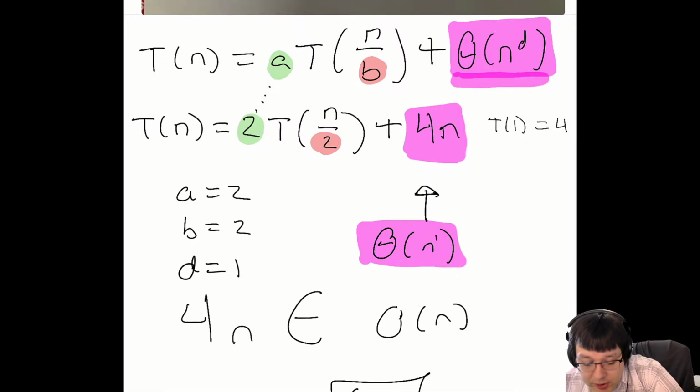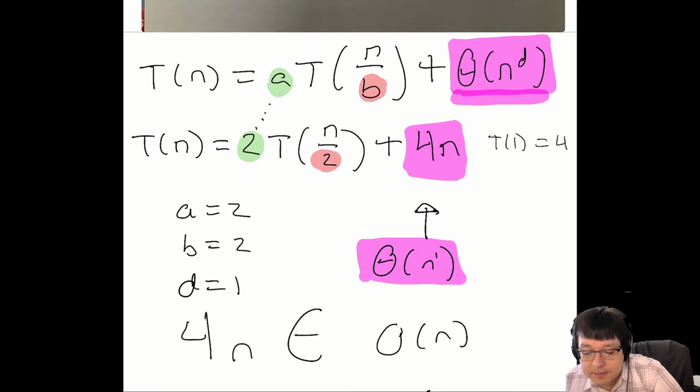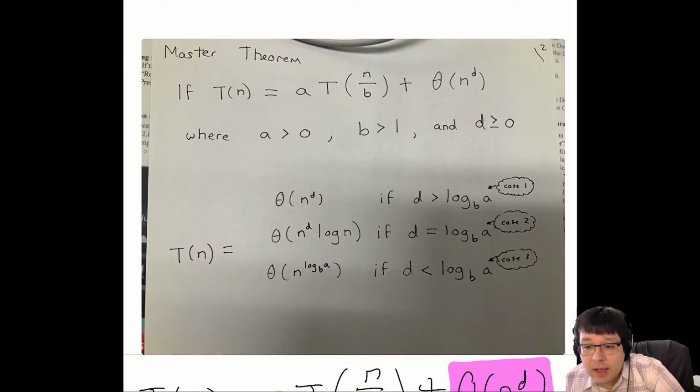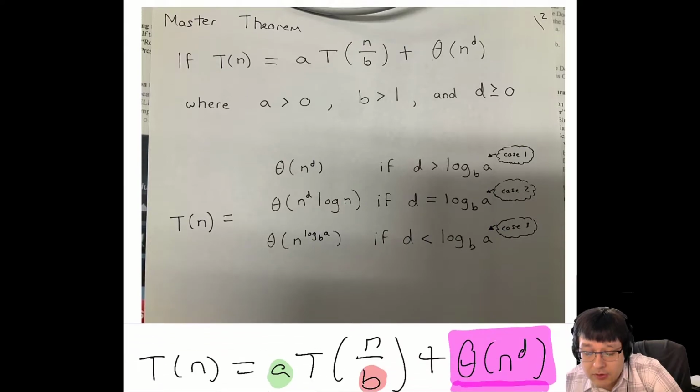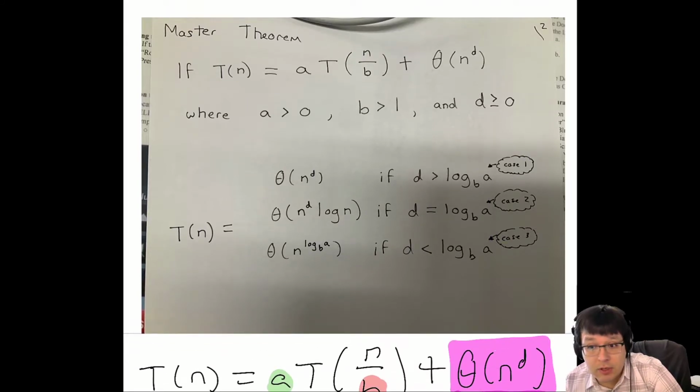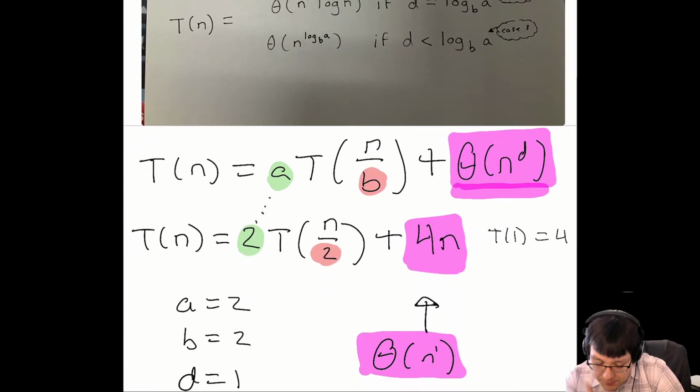So we figured out what a, b, and d are. Now what? Well, the Master Theorem has a couple of cases, and you have to figure out which one to pick, and then you get your answer immediately. That's the really cool part, okay? The way that you pick the answer between these three is you look at this comparison right here. You take d, and then you take the log of b and a, and you compare those numbers and see which one's bigger, or if they're equal in the specific case, right?